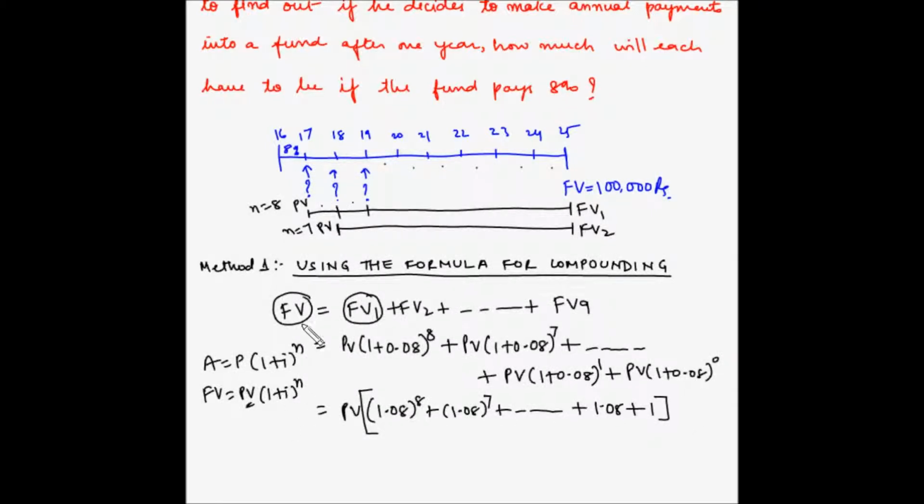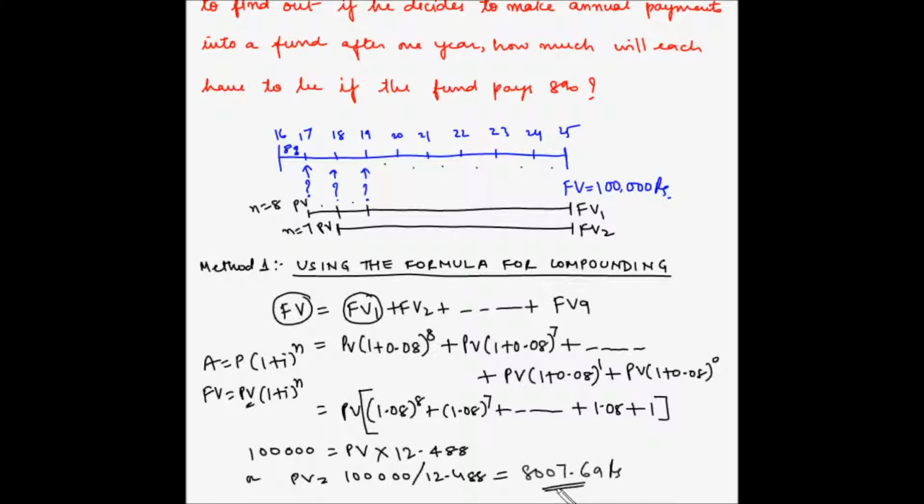Now the value of FV is 100,000. This is equal to the present value into the value of this bracket, which comes out to be 12.488, or present value is equal to 100,000 divided by 12.488, and this is equal to 8007.69.